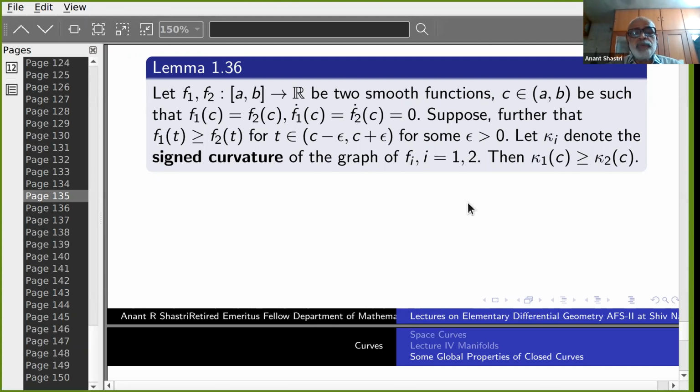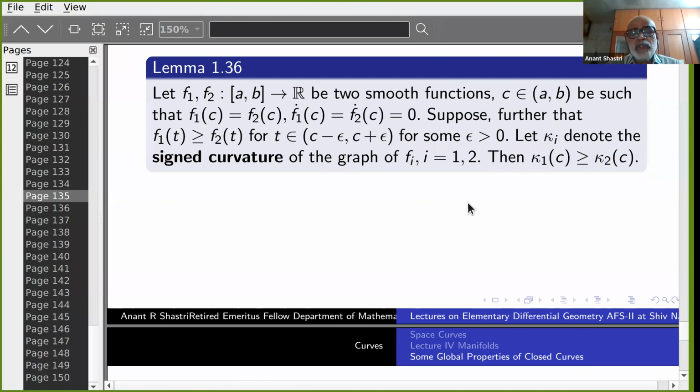Take f1 and f2, two smooth functions defined on a closed interval. Take any point c in the interval at which the two functions agree, f1 is equal to f2, and the derivative of the difference is also 0 at that point. Suppose further that f1 is always bigger than or equal to f2 in a small neighborhood of this point c.